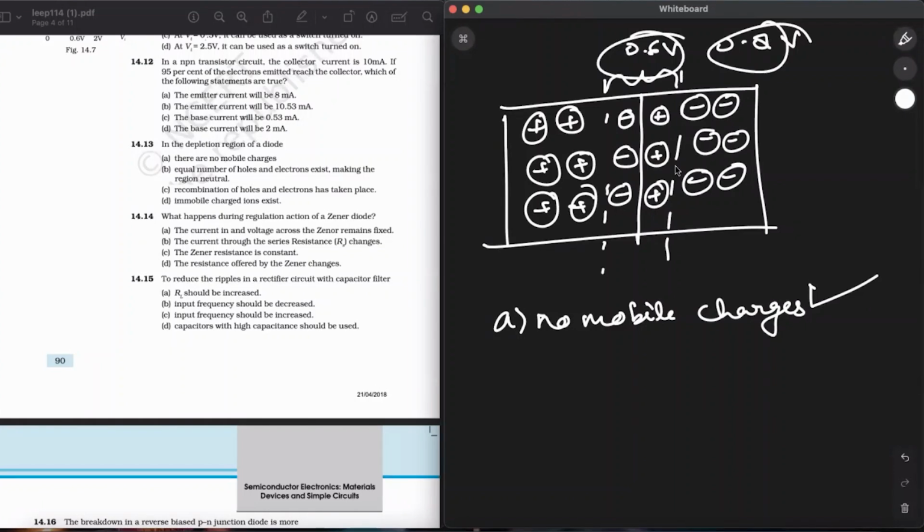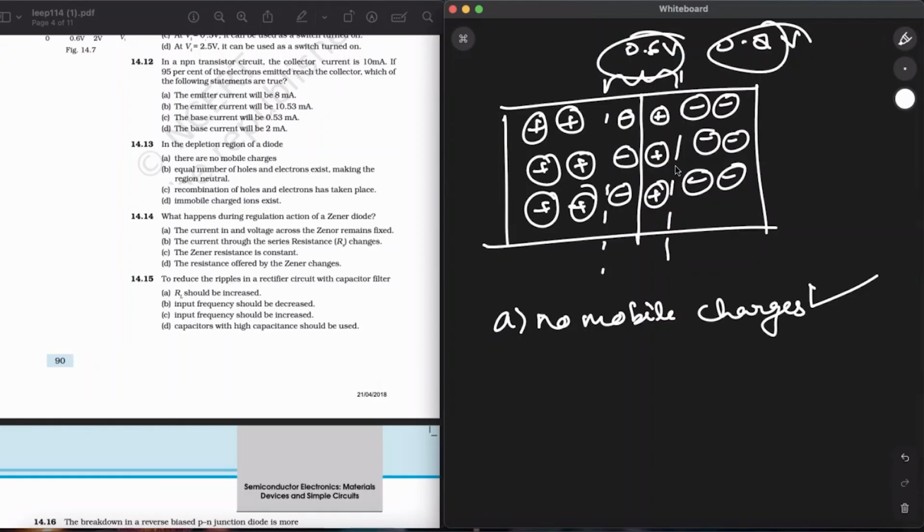Option B: equal number of holes and electrons exist, making the region neutral. That is also correct. Equal number will be there. Option C: the combination of holes and electrons is taking place. No, that is not true. The recombination has not been taking place. The electrons move from their position, and as a consequence, the hole was created. They did not recombine. Option D: immobile charged ions exist. That is also true. These charged ions are immobile.